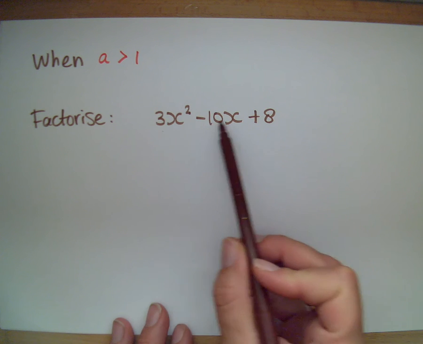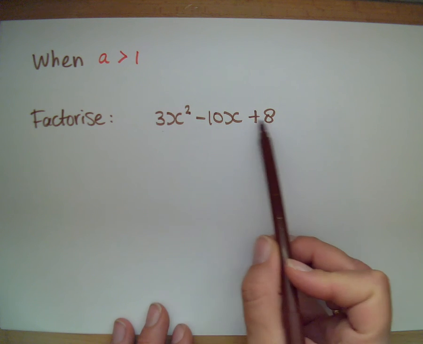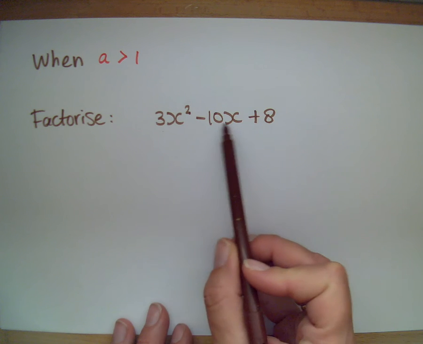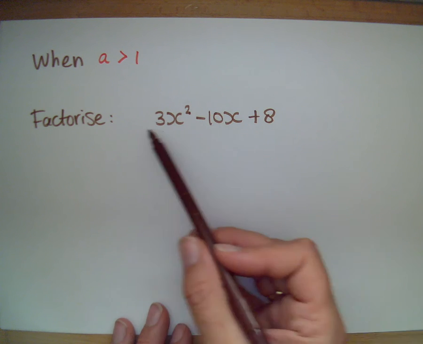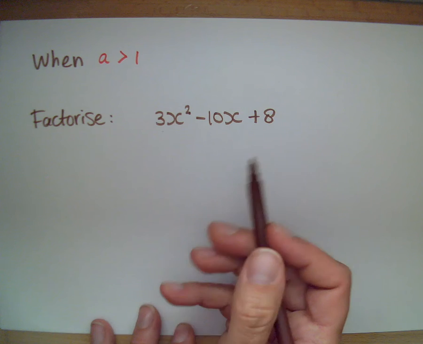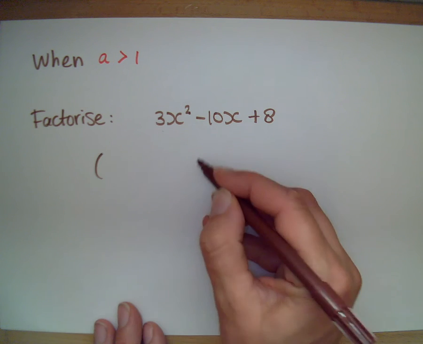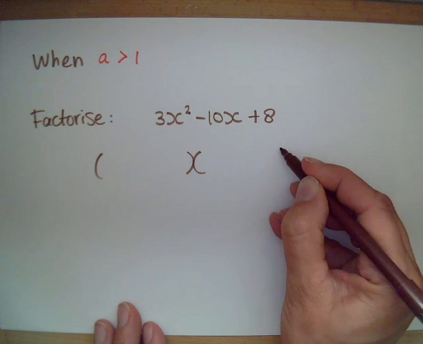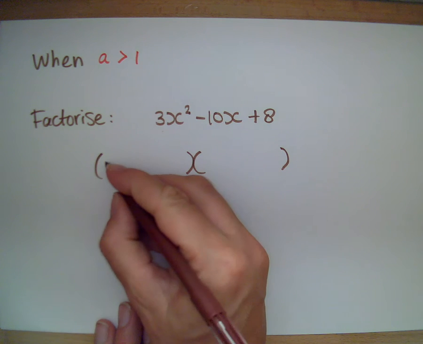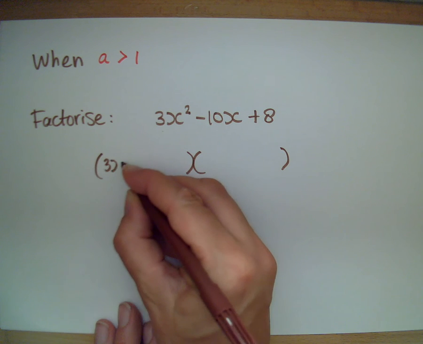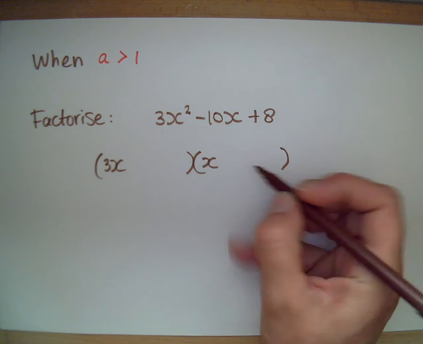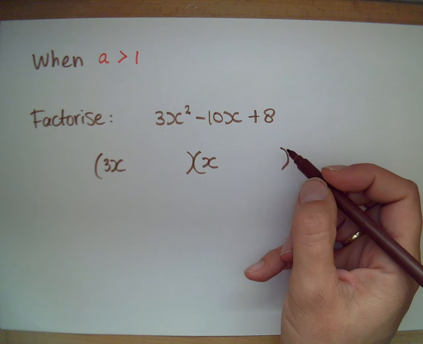We can see that there's no common factor, right? No, we can't divide these all by 3. Too bad. So we know that 3x squared came from 3x times x. That's the only way, right?